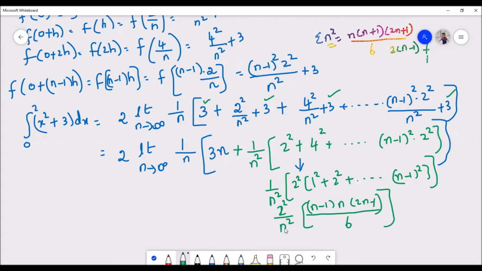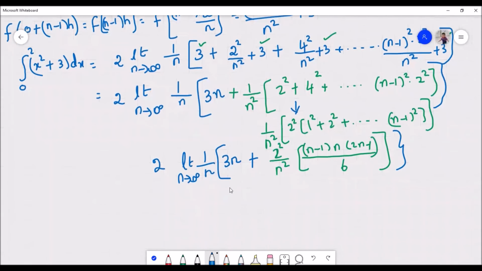Now here n square is there. This part is done. Let us go to the earlier terms and group all these terms together. Plus we are having here 3n, and 1 divided by n, limit n approaching infinity, with 2 outside. So now it's completely the simplification part.